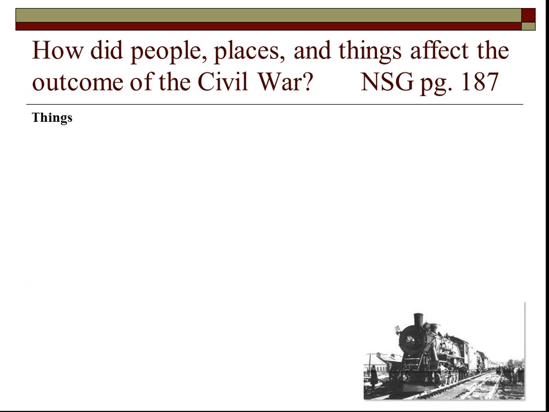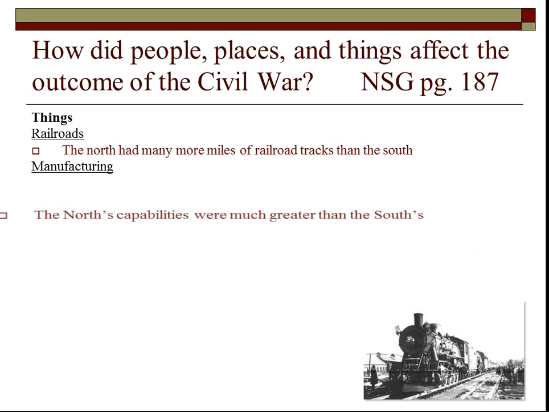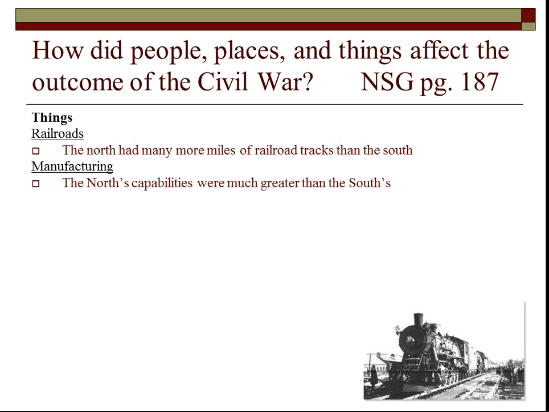Things were also important in the Civil War. Railroads, particularly. The North had more miles of railroad track than the South, so they were able to move troops and supplies very quickly. Manufacturing, they had much greater than the South, almost quadruple the amount of factory capability.